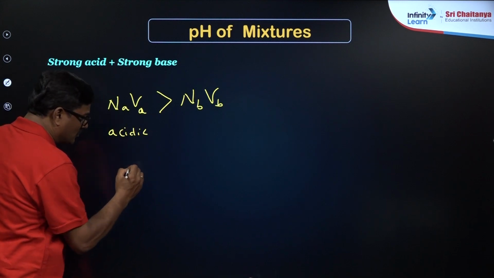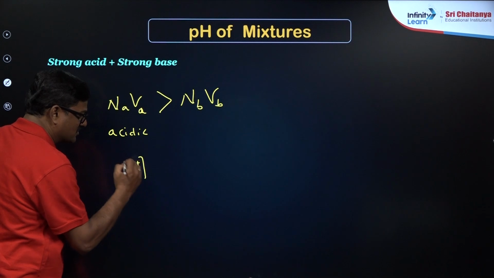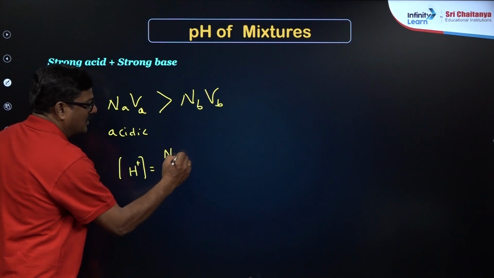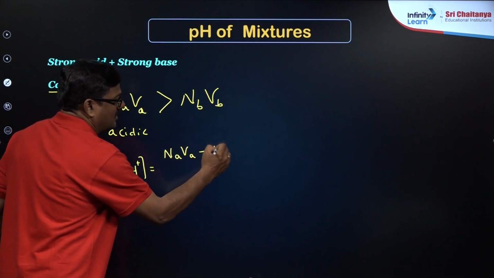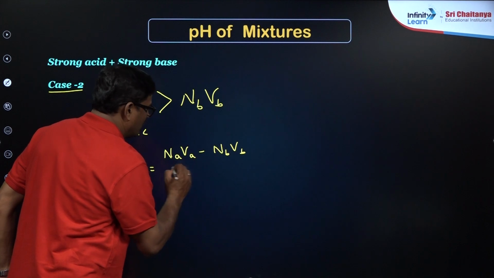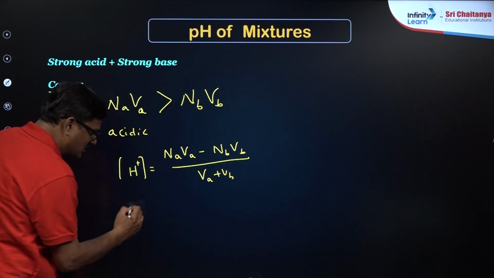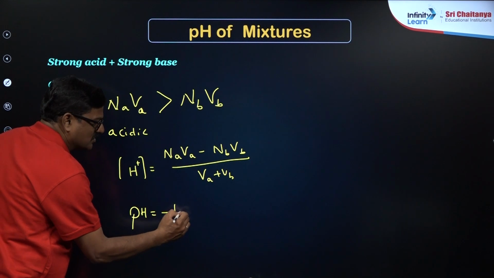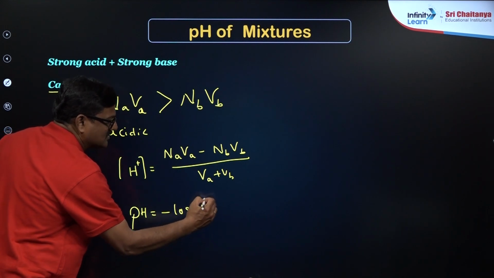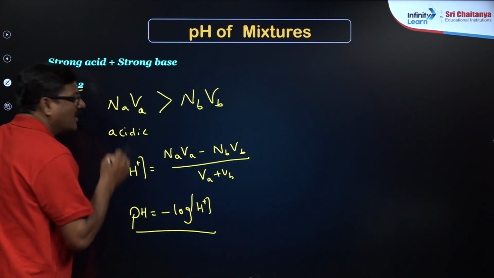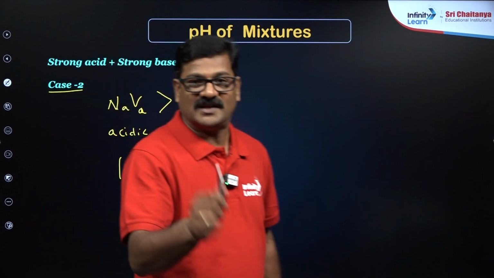For that you need to calculate the H plus ion concentration of the resultant, which is equal to (Na Va minus Nb Vb) upon (Va plus Vb). From this H plus ion concentration you can calculate pH, which is equal to the negative logarithm to the base 10 of H plus ion concentration. So this is the second case.